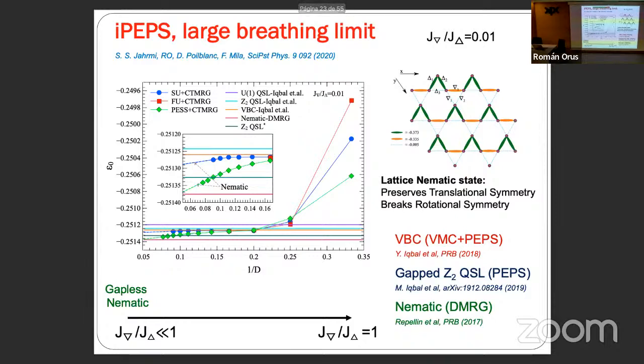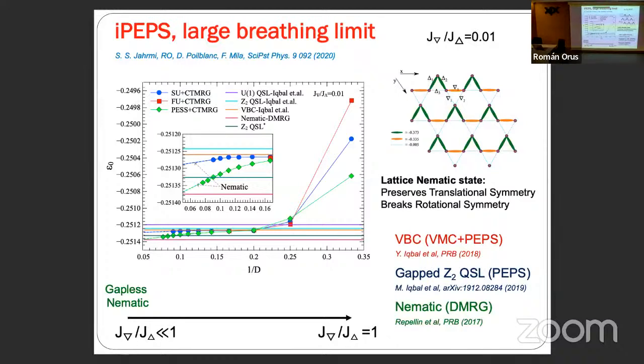Now, if we go to the other limit, then things start to be different. Again, we run different types of algorithms and compare with other types of solutions. What we see is that the one that is working better, again, is the same technique as before. The extrapolation is pretty much compatible with this line here, which corresponds to the numbers from a nematic phase that was found using DMRG. It's a calculation by Cécile Repellin, who is in France, from 2017. It's a particular type of phase of matter.